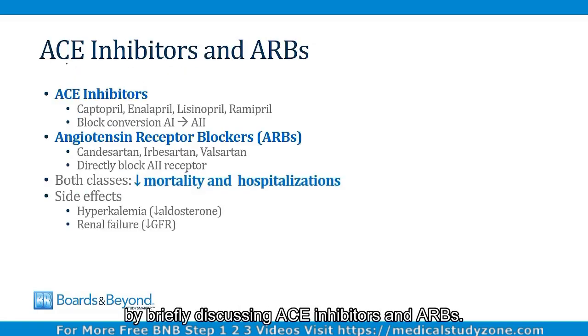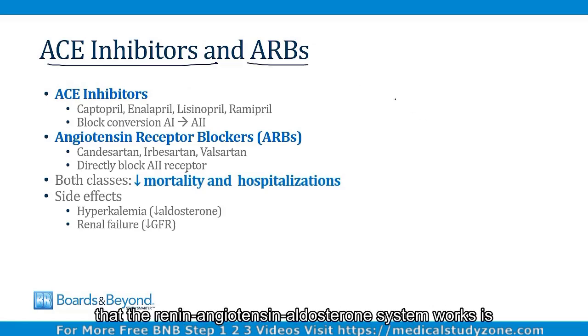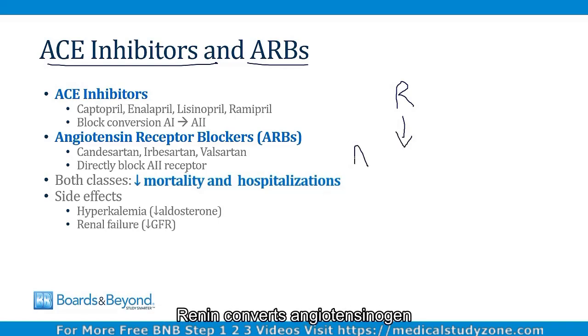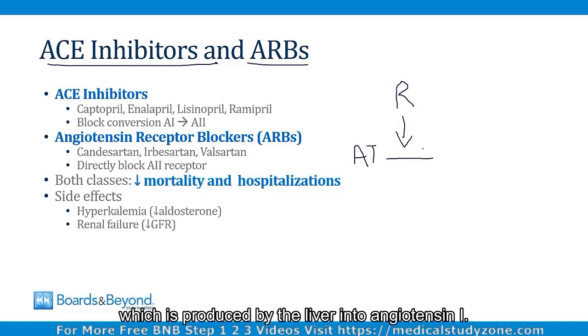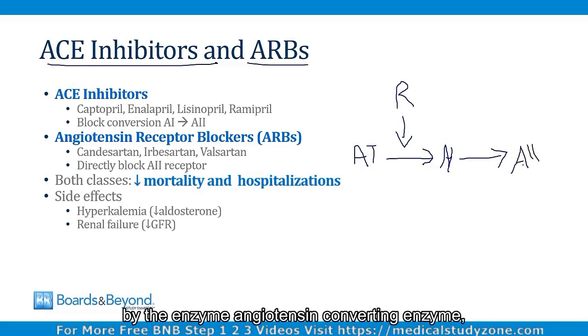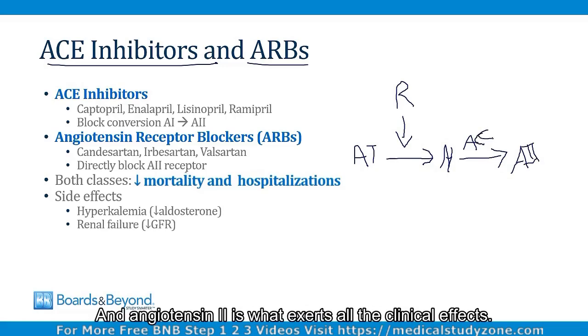I'll finish this video by briefly discussing ACE inhibitors and ARBs. So by way of brief review, the way that the renin-angiotensin-aldosterone system works is that renin is produced by the kidneys. Renin converts angiotensinogen, which is produced by the liver, into angiotensin 1. Angiotensin 1 is then converted into angiotensin 2 by the enzyme angiotensin converting enzyme, otherwise known as ACE. And angiotensin 2 is what exerts all the clinical effects.